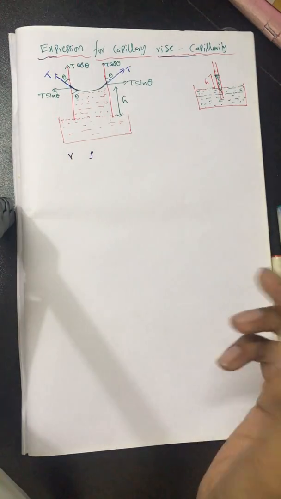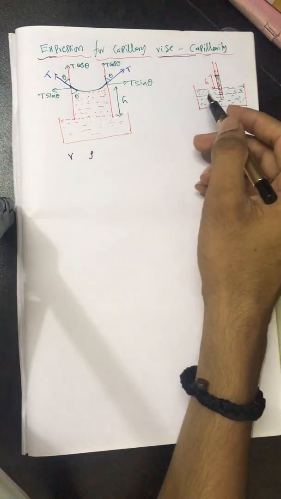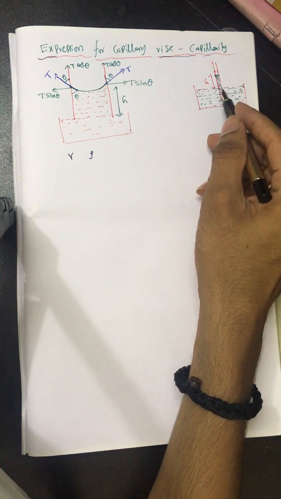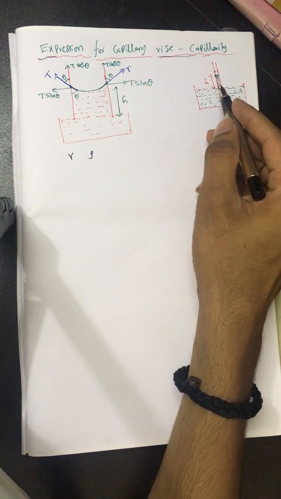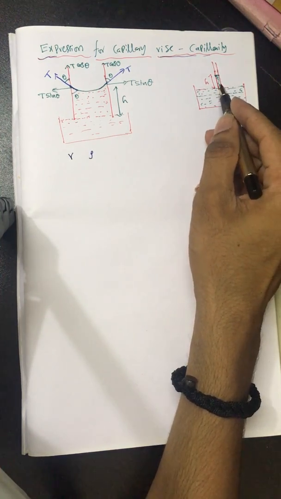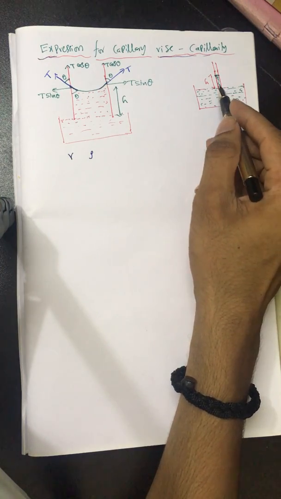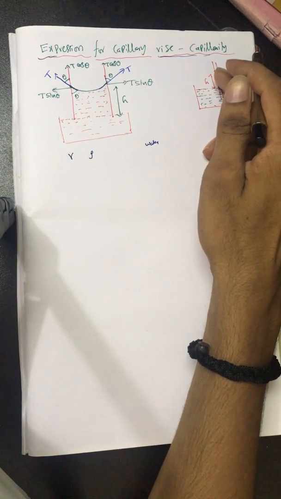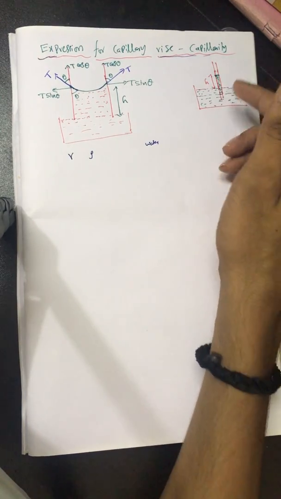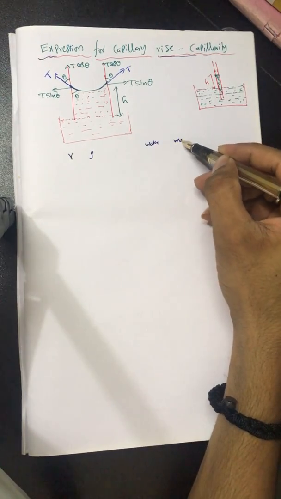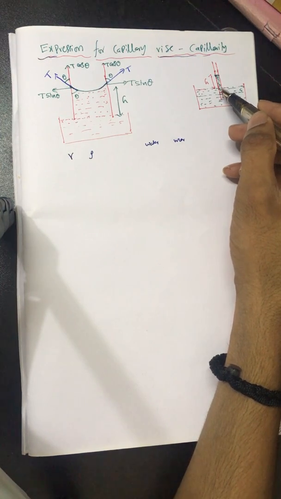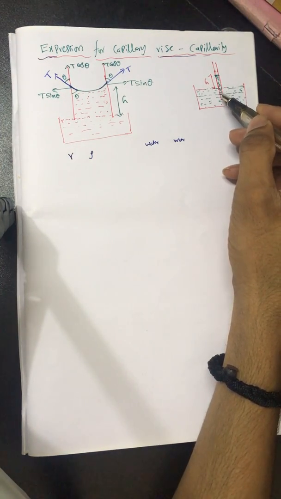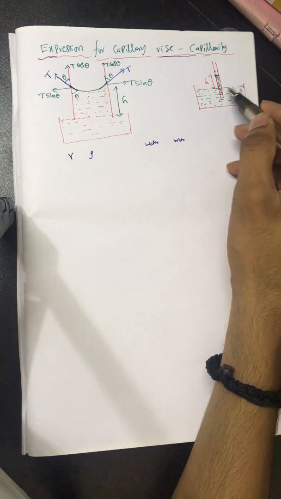It can be water, it can be mercury. So depending on the surface tension and depending on the density, you can have a rise or fall of liquid inside the capillary tube. If it is a case of water, you will have a rise in the liquid relative to the surface. If it is a case of mercury, you will have a fall in liquid level relative to the surface of the liquid.